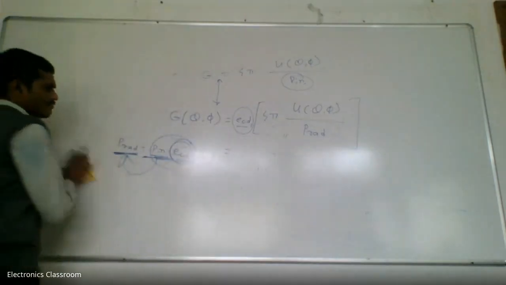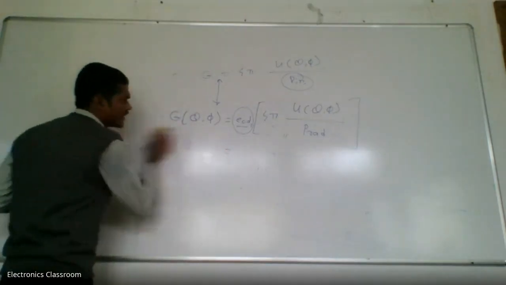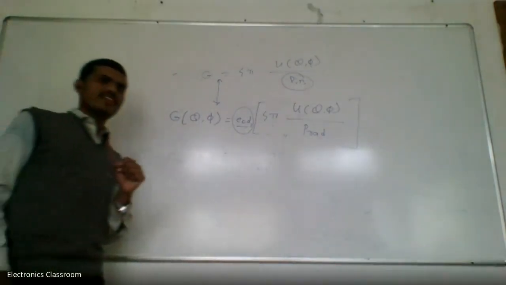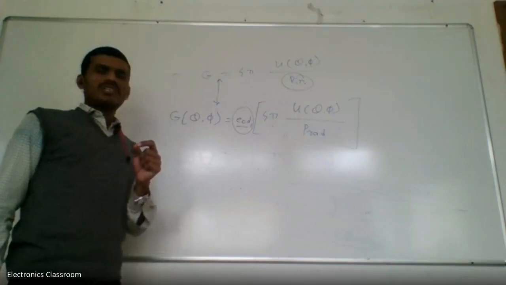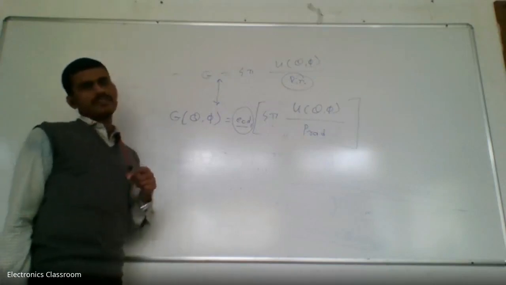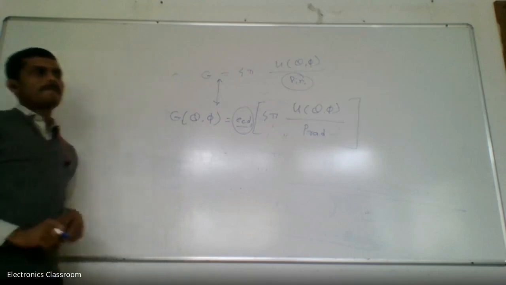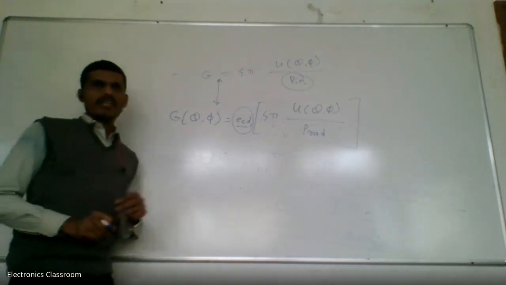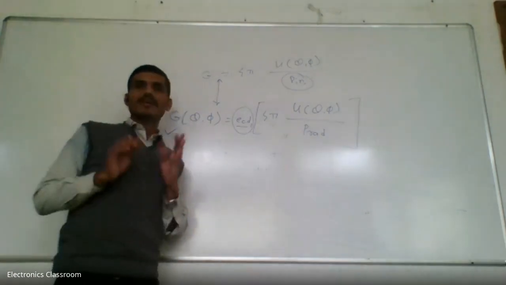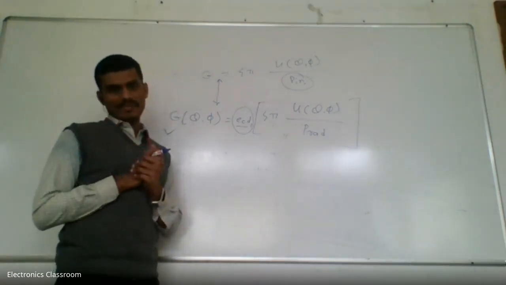Now this is your absolute gain. What is the exact difference between gain and absolute gain? In gain, we have not considered the mismatch losses or radiation losses, but in the absolute gain, we are considering the mismatch losses and radiation losses. Now, this equation is totally related to the directivity equations.